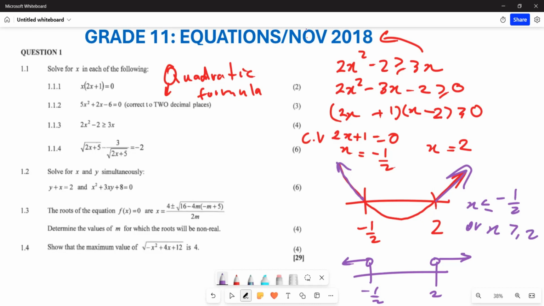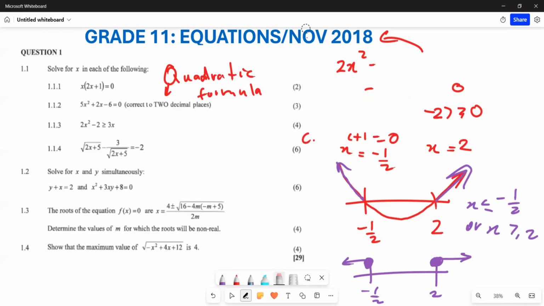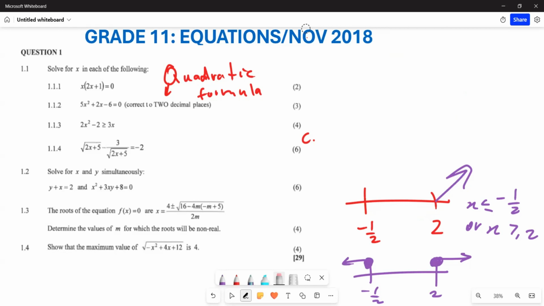Remember, because there's an equal to sign, here it must be shaded, and this side must be shaded. So basically, this is how you are going to write this particular question. Now, let's continue and look at your 1.4 and see what it is that you can do in there.